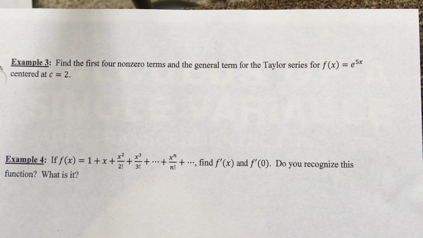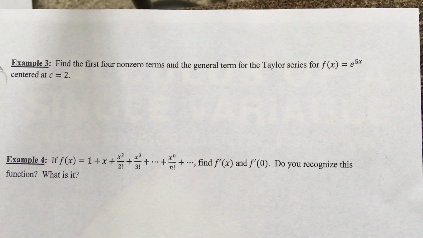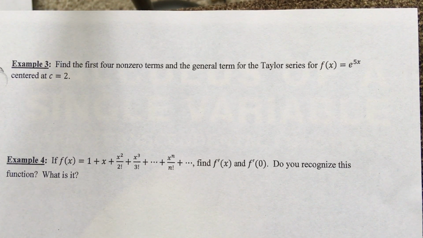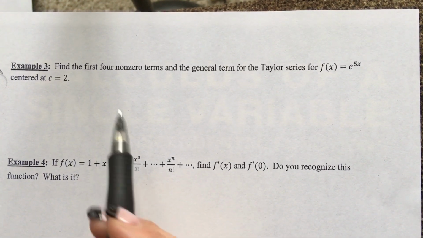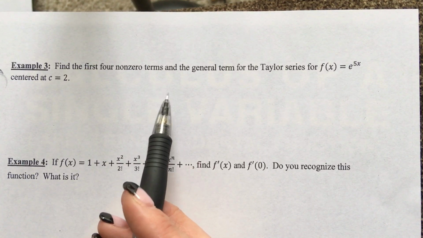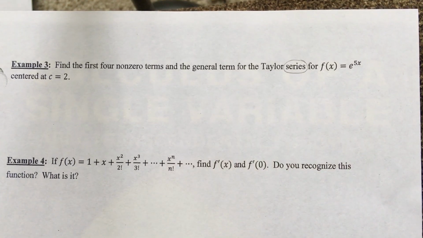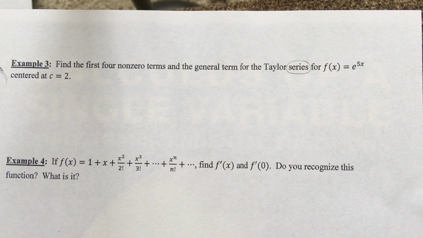All right, so we're picking up in the notes where we left off, and we left off on example 3, and I'm going to try to put all the writing on here. We'll see how it goes. It says, find the first 4 non-zero terms and the general term for the Taylor series. Now this is going to be important because it's not a polynomial, so they didn't give us a specific degree. That means they want the entire series. They want it to go on for infinity.